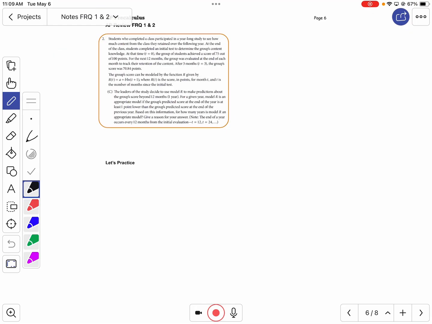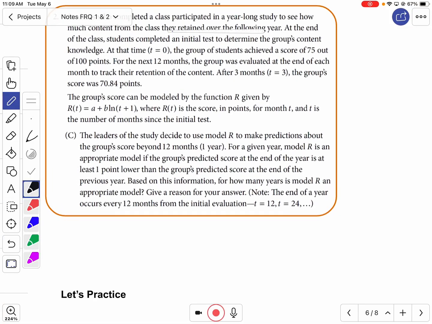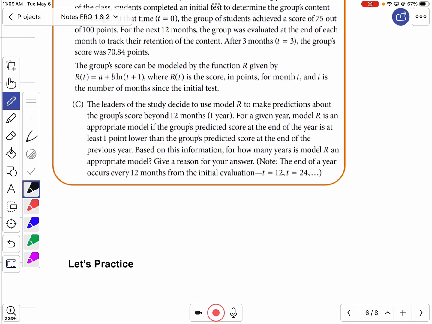Last part of this one. The leaders of the study decide to use model R to make predictions about the group's score beyond that 12 months. For a given year, model R is an appropriate model if the group's predicted score at the end of the year is at least 1 point lower than the group's predicted score at the end of the previous year. Based on this information, for how many years is model R an appropriate model? Give a reason for your answer. Note that the end of the year occurs every 12 months from the initial evaluation.